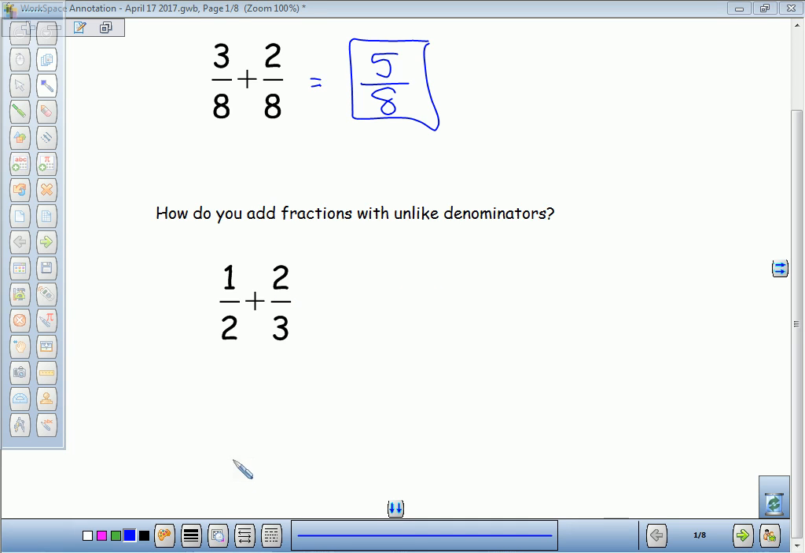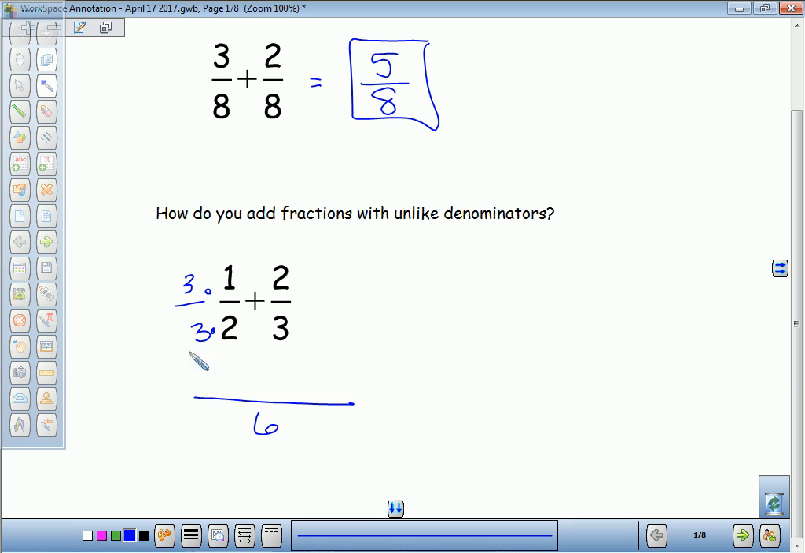Now, with number 2, what would we need to do when we're adding fractions like 1/2 and 2/3? Find a common denominator. What is a common denominator for 2 and 3? 6. Okay, so we want a denominator of 6. So what does the first denominator have to be multiplied by to turn into a 6? 3. So what we do is we multiply this entire fraction by 3/3.